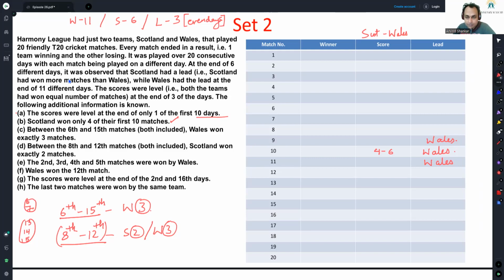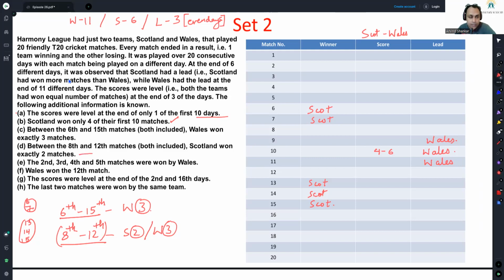So let's record that. We have Scotland, 13. Okay, Scotland and Scotland. This much we know. Now Wales, which matches it has won in the range 8 to 12, that we don't know. But there will be 3 matches that they win and 2 matches Scotland will win within this range.